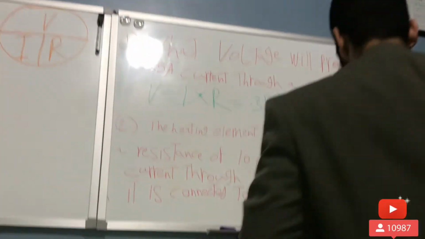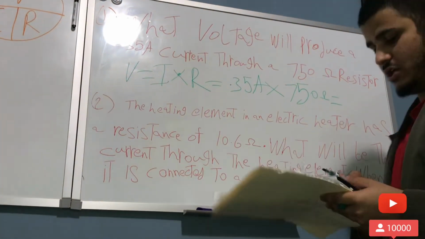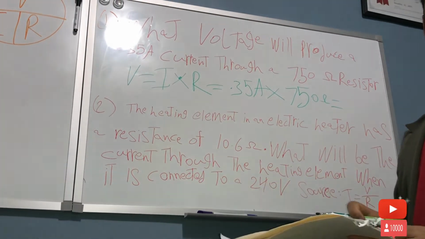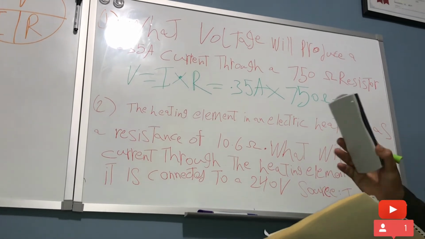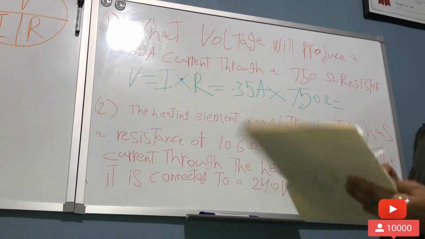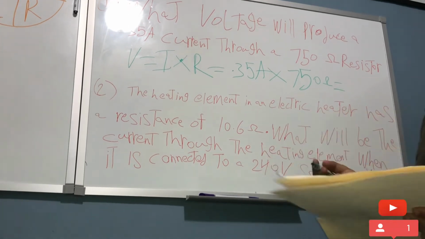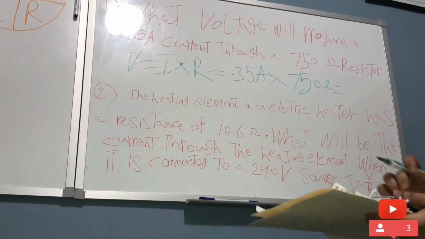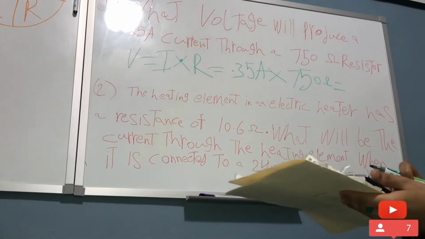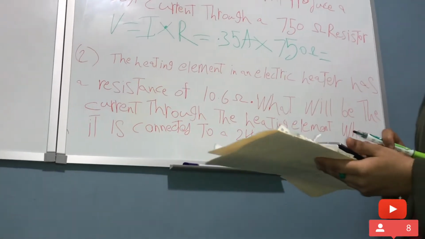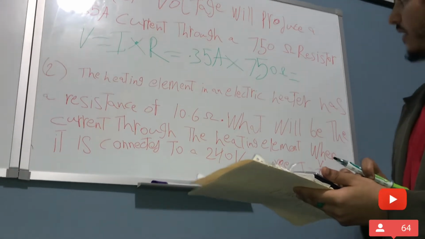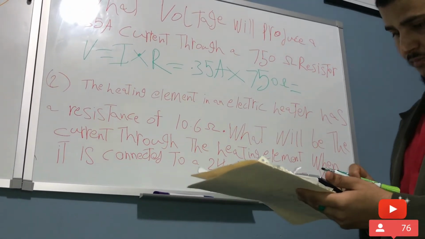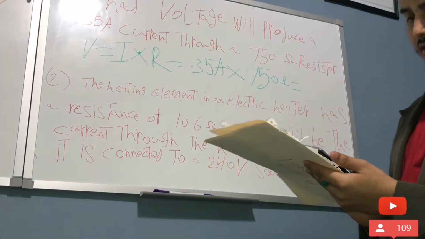Alright, I'm going to solve it a little bit. You can use the calculator if you want to. I'm not saying always, but if you are not comfortable, you can use a calculator. I'm going to put 0.35 times 750.